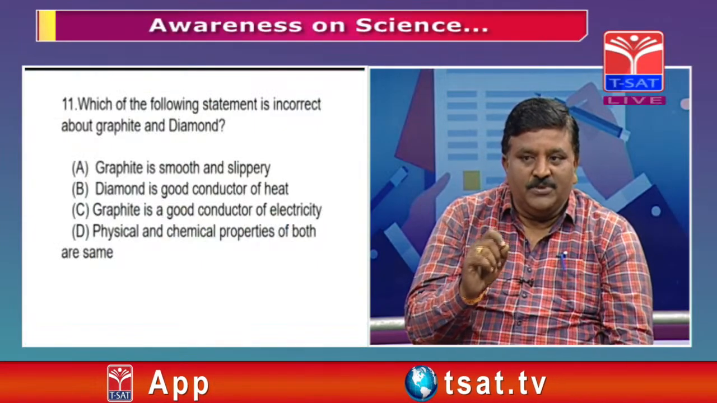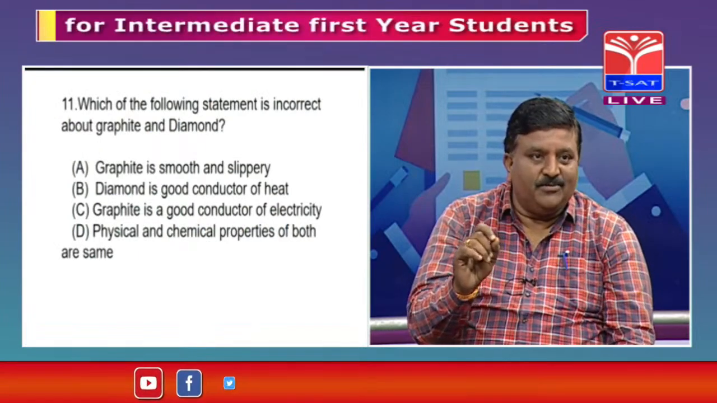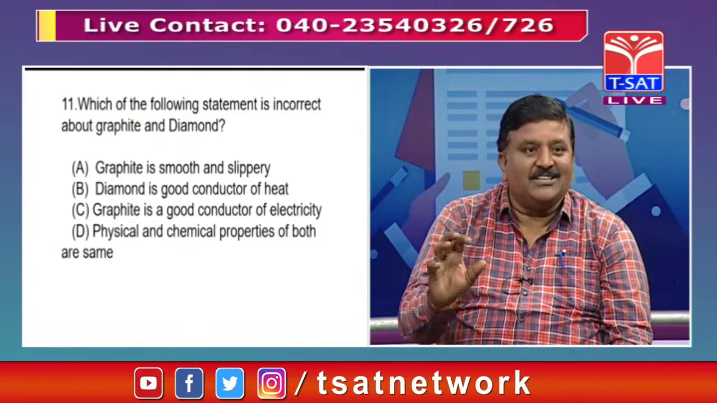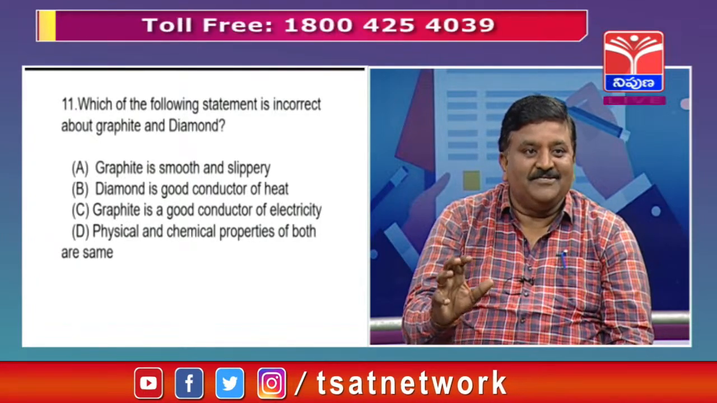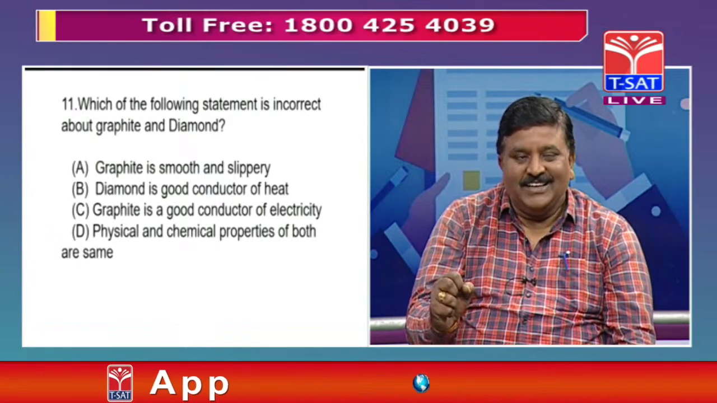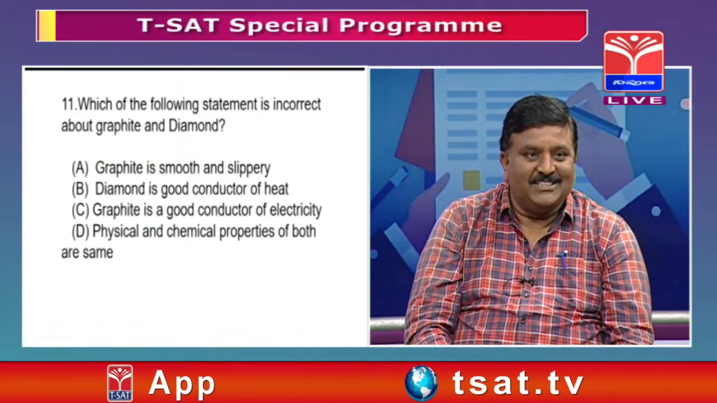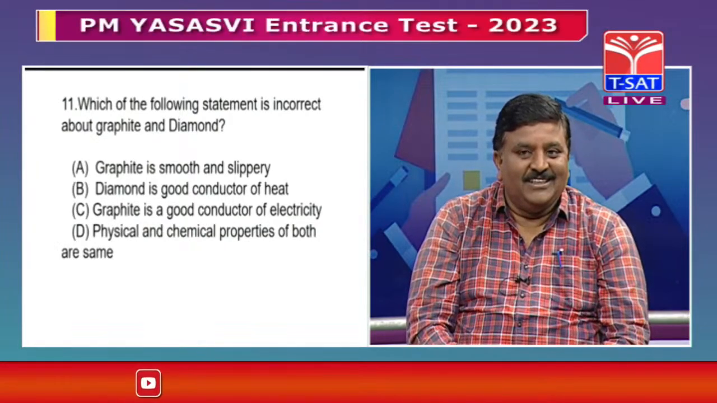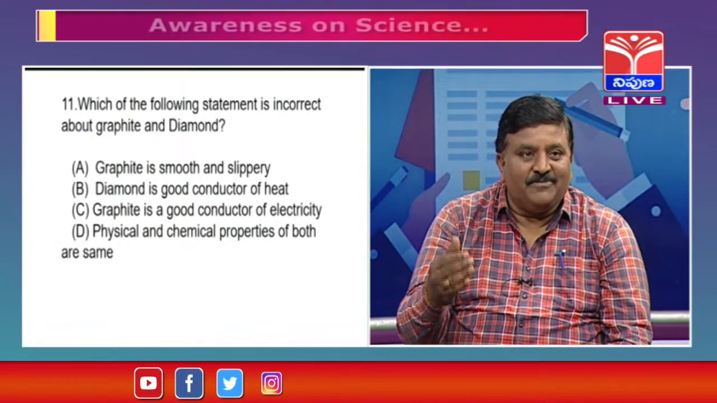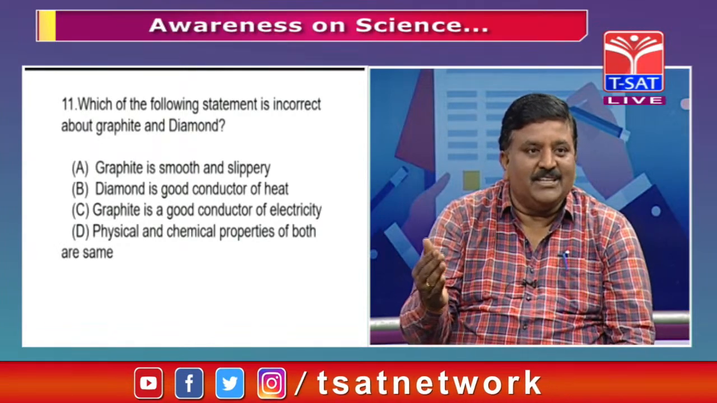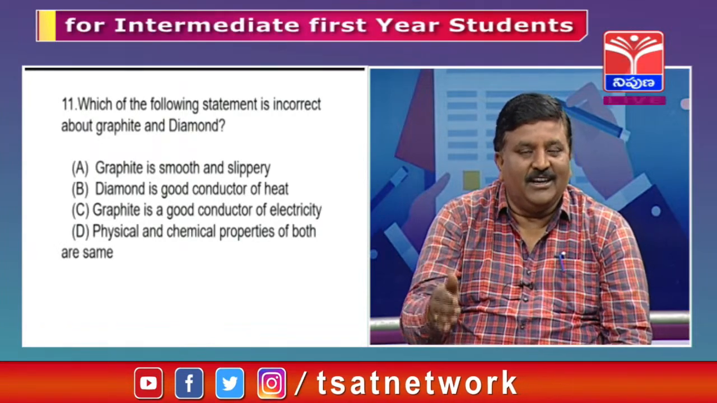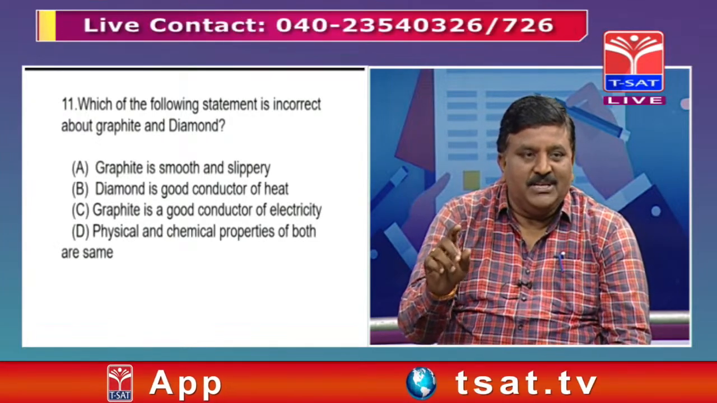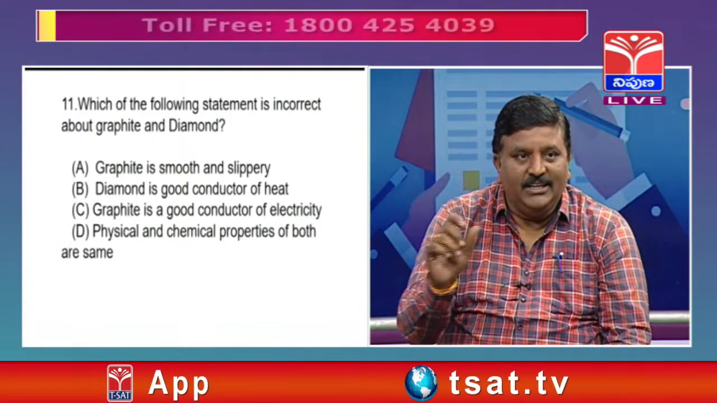And if you see the physical and chemical properties of both, they are different, not the same. Diamond is a very hard substance and graphite is a very smooth substance. So, this is the physical difference between them. That is why the physical and chemical properties are different for diamond and graphite. The 3 options A, B, C are correct, but D is incorrect.